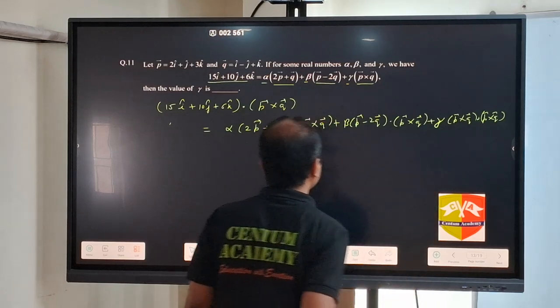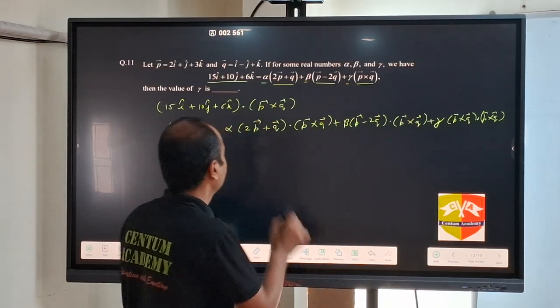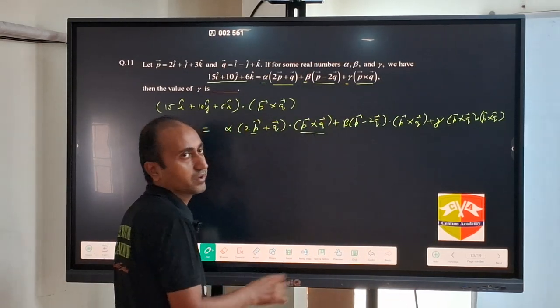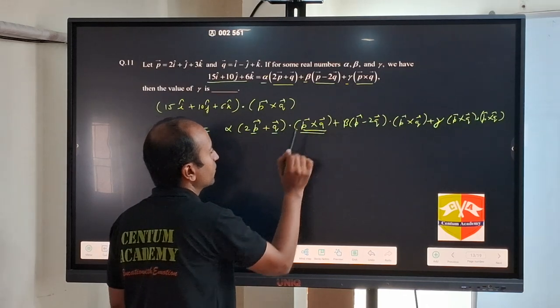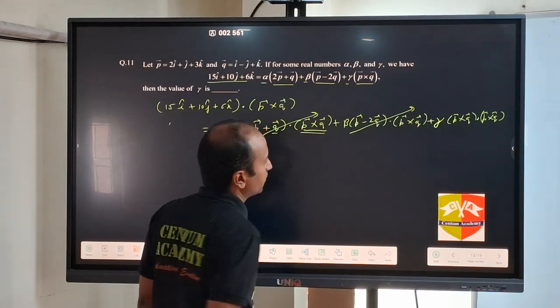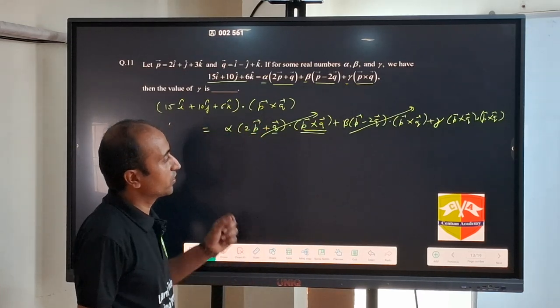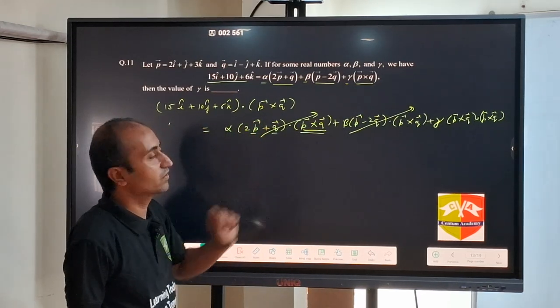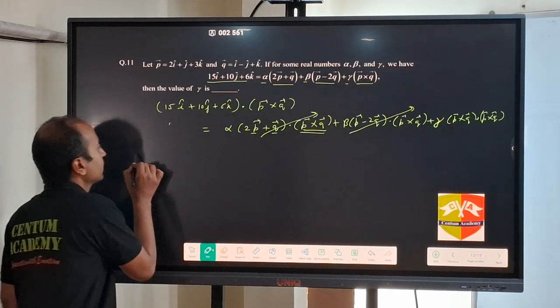Now the good thing, why did we do this? Because p dot p cross q is 0, and so is q dot p cross q. So this whole expression will go to 0, and this whole expression similarly will also go to 0. And p and q are well known vectors, so we will directly get the value of gamma. So let us first find the p cross q vector.